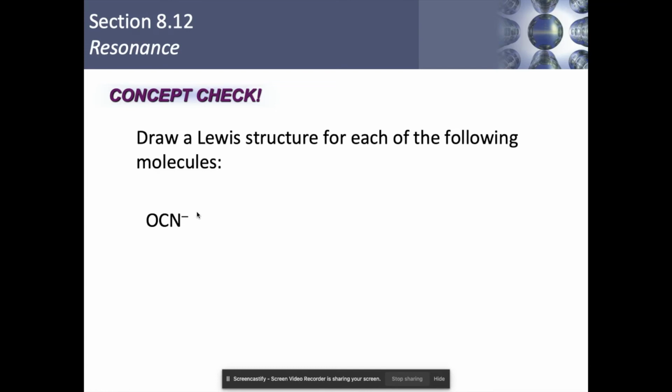Forget what that one is called. It's not cyanate. Maybe it is cyanate. But you've got OCN minus. So I've got 6 from the oxygen, 4 from the carbon, 5 from the nitrogen. And notice it's a negative sign here. So that's +1. That's 16 electrons.